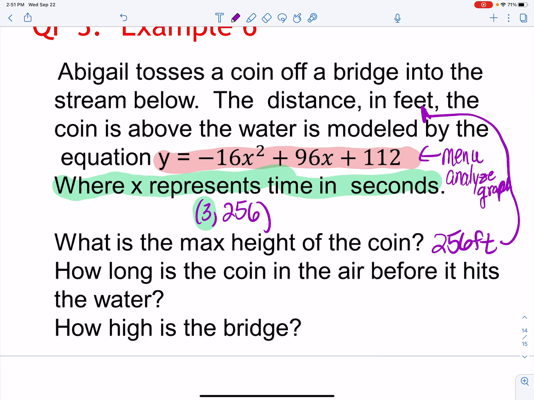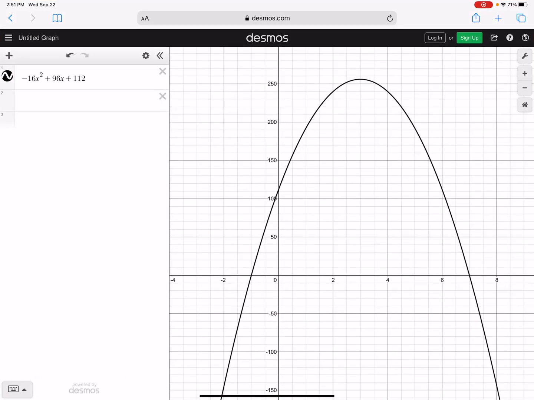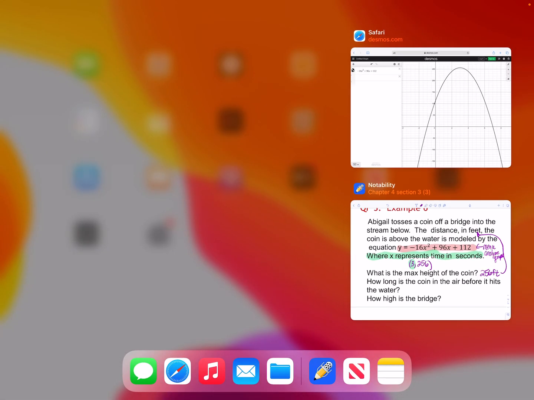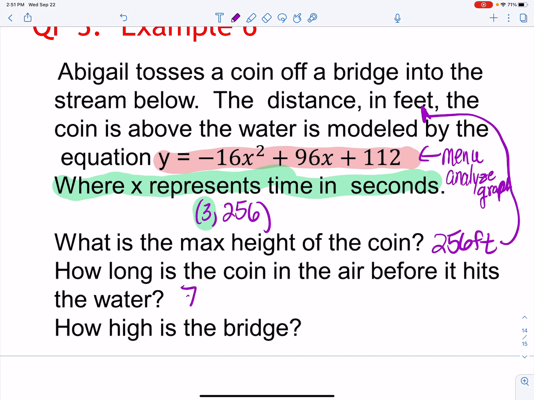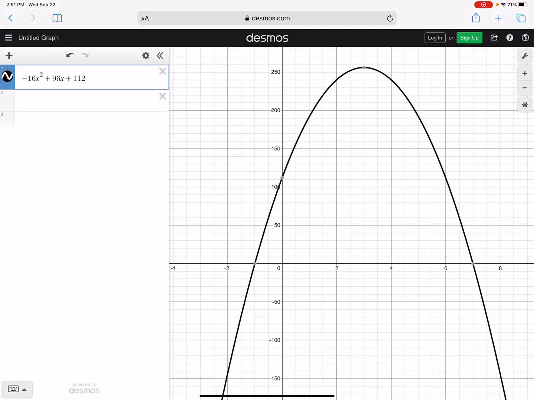Okay, how long is the coin in the air before it hits the water? Wouldn't the water be down here? And so the coin is in the air for 7 seconds. And then the last thing says how high is the bridge? Well, isn't this thing thrown off the bridge? So that's right there at 112.